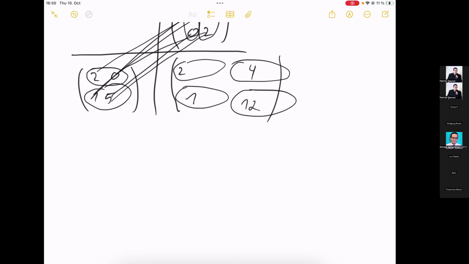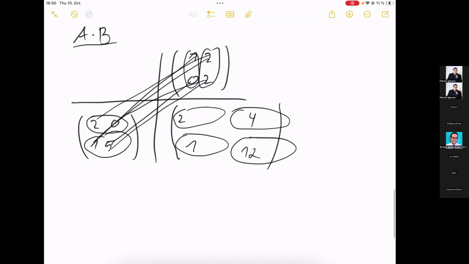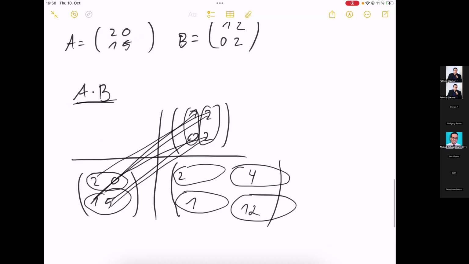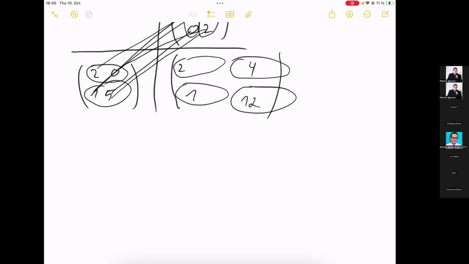Maybe some more reactions from the attendees, whether you're okay with multiplying matrices. It's important you multiply them in this order. In the other order, you will usually get a different result because it's not commutative. And obviously, to multiply matrices, their dimensions need to fit.